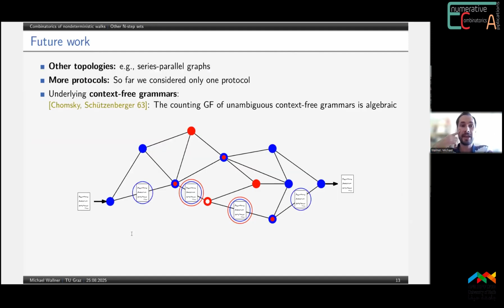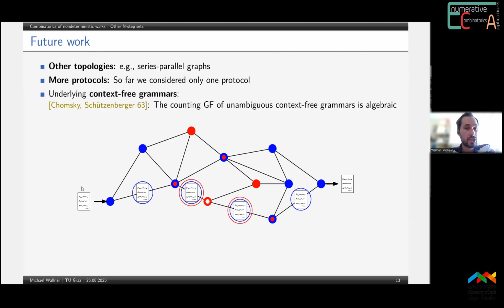So this brings me to the end. We considered here just one simple topology, just the line graph. So of course, it would be interesting to look at other topologies. We have just one protocol in this case, and this was already complicated. Of course, a natural extension is more protocols, which people in networking are interested in. You see an example here with two protocols. One is blue, one is red, and then you also allow continuing without encapsulation or decapsulation.